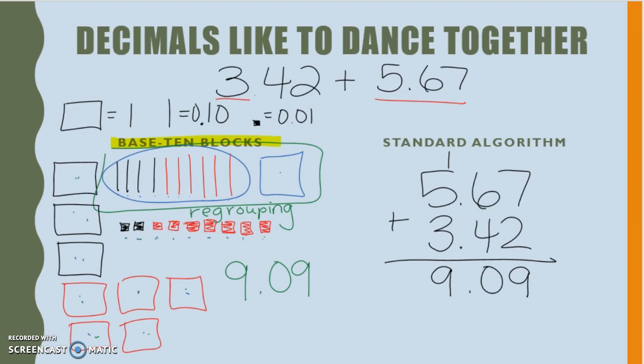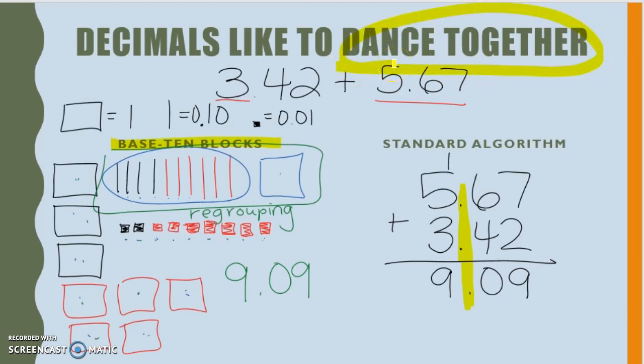Okay, boys and girls, as you can see, I've used the standard algorithm. This probably looks very familiar. It looks just like 3-digit addition, 4-digit addition that you were doing in what, 2nd, 3rd, and 4th grade? You're exactly right. The only thing you have to remember is that the decimal needs to be in the same place throughout your equation. That's what I mean by, decimals like to dance together. They need to stay together.